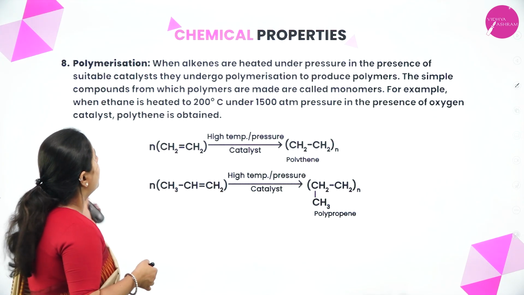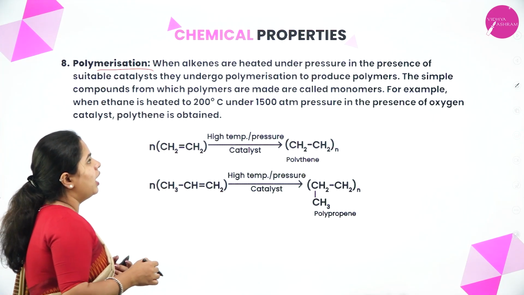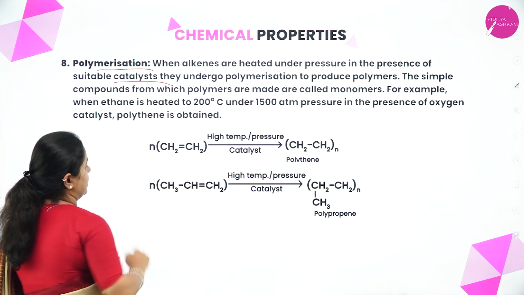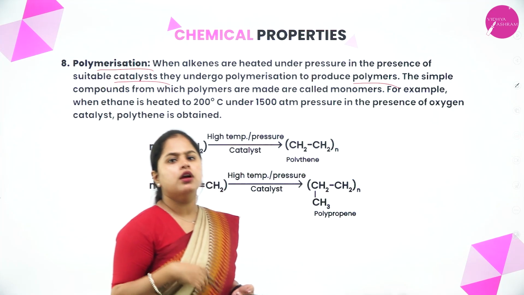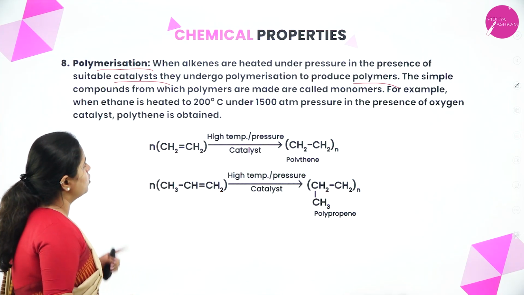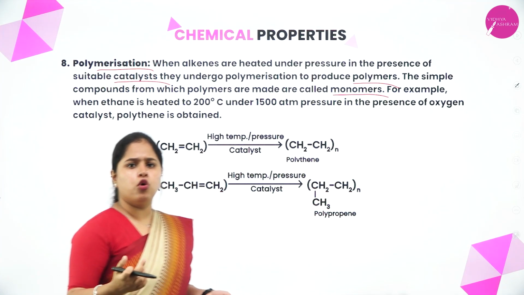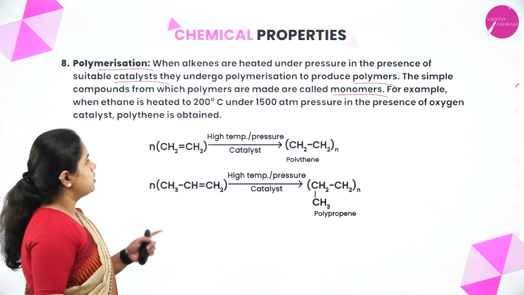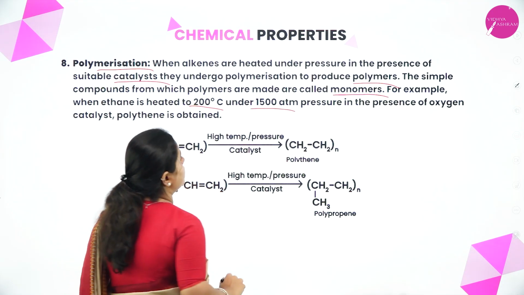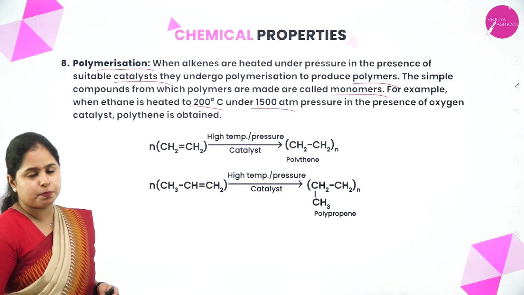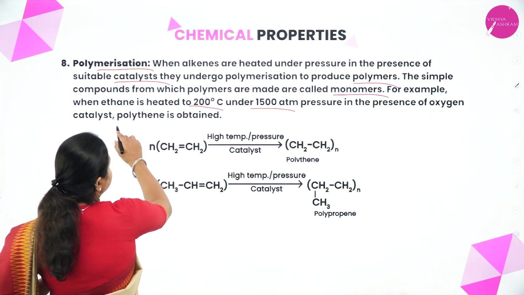Now the last one is polymerization. When alkenes are heated under pressure in the presence of a suitable catalyst, they undergo polymerization to produce polymers. So polymerization means production of polymers. The simple compounds from which polymers are made are called monomers. So a number of monomers will combine together and form polymers. For example, we are taking ethene here, which is heated at 200 degrees Celsius under 1500 atm pressure. So under high pressure and temperature, in the presence of an oxygen catalyst, polyethylene is obtained.